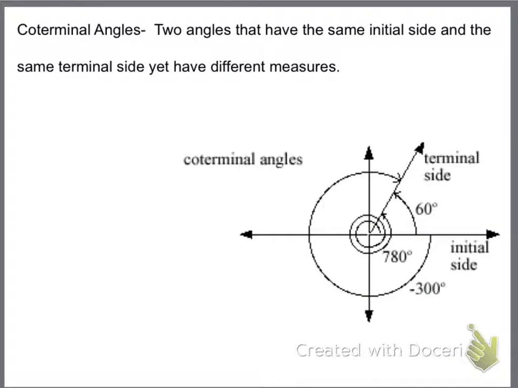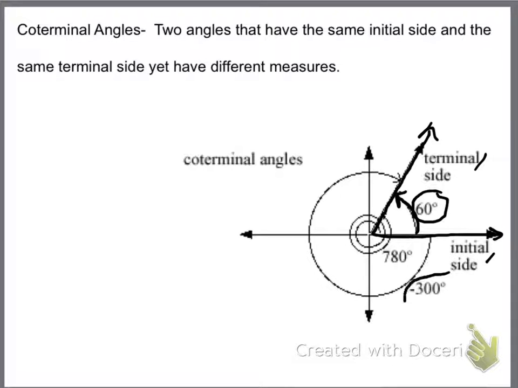So when we talk about coterminal angles, they are two angles that have the same initial side and the same terminal side, yet have different measures. Now, here is your original angle. That's 60 degrees, the original angle. So here's your initial side, here's your terminal side. Now, to find coterminal angles, they want you to find one positive and one negative. In other words, two angles that have the same initial side and terminal side, but different measures.